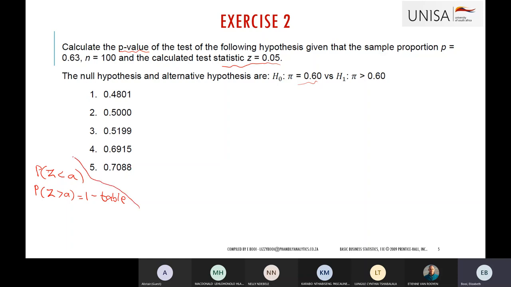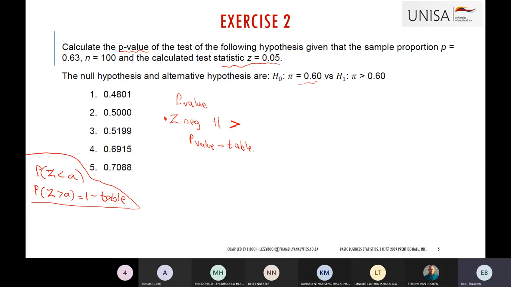Remember that. Now, I want to bring to your attention, I think we did this previously. We need to remember the following. For a p-value, if we need to find the p-value, and number one, if our z stat is negative, and our null hypothesis, the sign says greater than, then p-value will be equal to the value you find on the table. That's as straightforward as that.